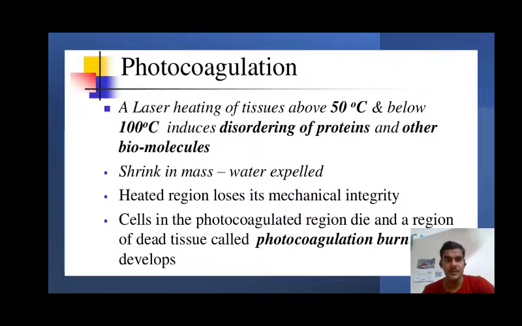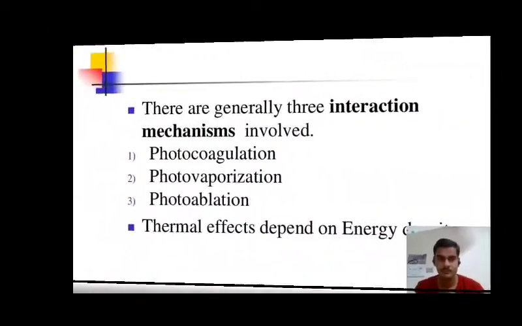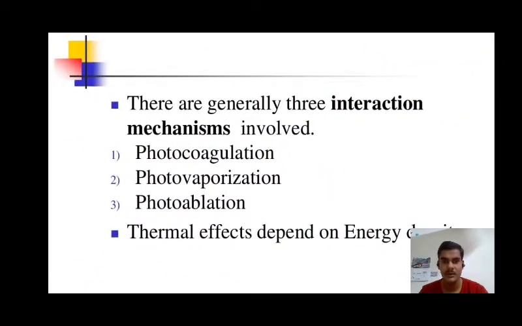Photocoagulation: laser heating of tissues above 50 degrees Celsius and below 100 degrees Celsius induces disordering of proteins and other biomolecules. Because of this high temperature, it shrinks in mass and water is expelled. The heated region loses its mechanical integrity, and cells in the photocoagulated region die, and a region of dead tissue called the photocoagulation zone develops. There are generally three interaction mechanisms involved: photocoagulation, photovaporization, and photoablation. Thermal effect depends on energy deposition.